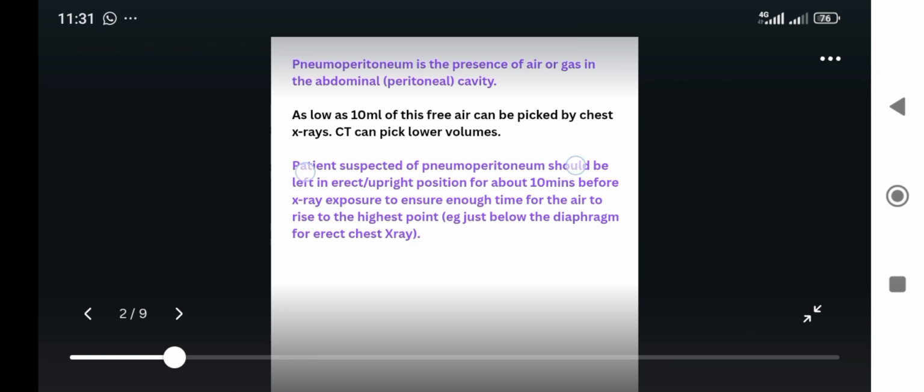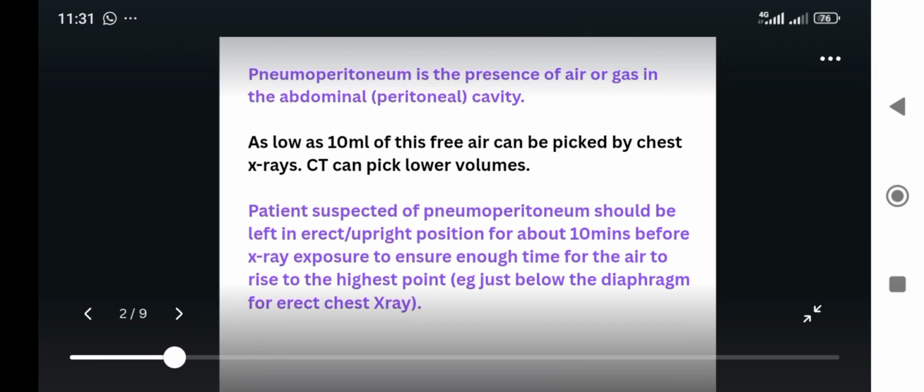Welcome back. What is pneumoperitoneum? Pneumoperitoneum is the presence of air or gas in the abdominal or peritoneal cavity. When we have free air that is not supposed to be where it is in the abdomen, then we will say it is a pneumoperitoneum.